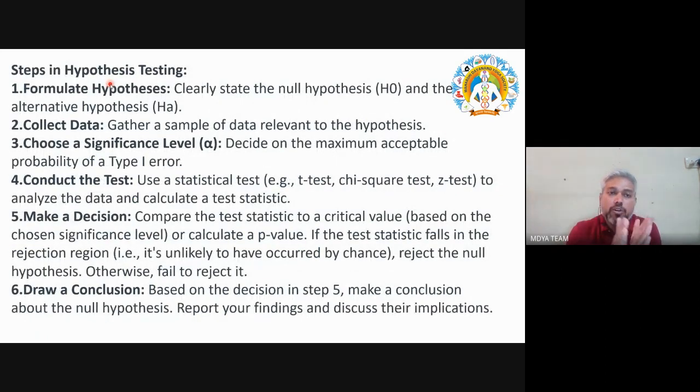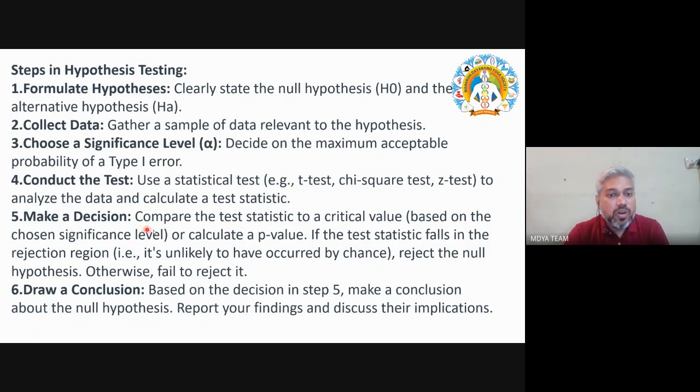So what steps are included in hypothesis testing? First, we formulate the hypothesis: clearly state the null hypothesis and the alternative hypothesis. After that, we collect data: gather a sample of data relevant to the hypothesis. Next step in testing of hypothesis, choose a significance level. What percentage of significance level do you want to use in your research hypothesis? Conduct the test. Use a statistical test. Different tests are there for testing a hypothesis: t-test, chi-square test, z-test, to analyze the data and calculate a test statistic.